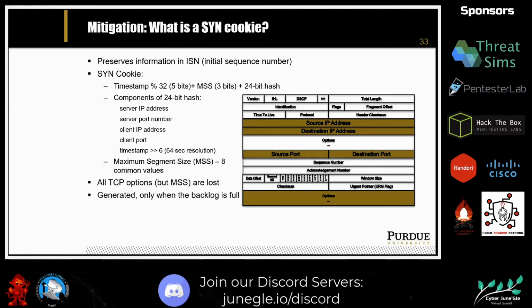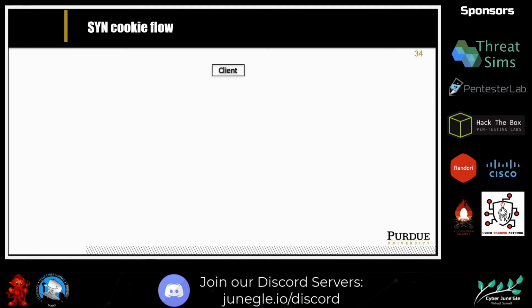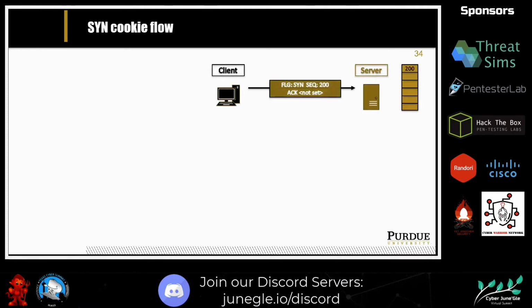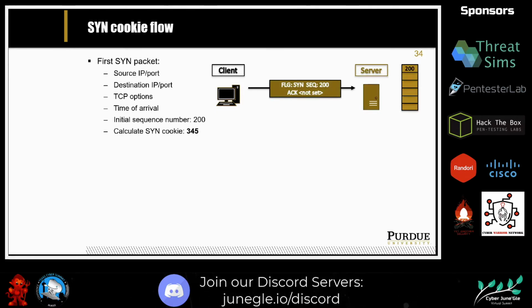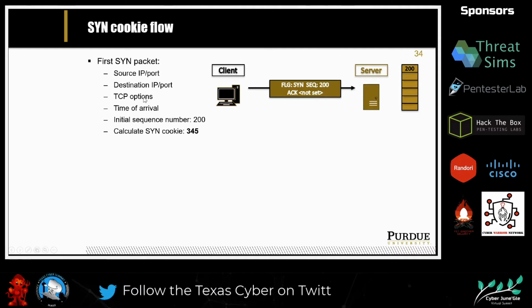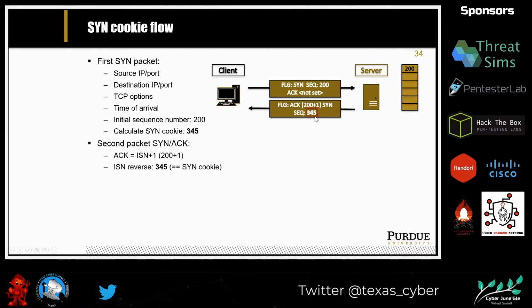Remember how I was talking about the initial sequence numbers in the direction from server to client? Well, that's a 32-bit field. So we take this information and we stick it into this field and see what happens. We have the first SYN packet, and then this is the hash. This will be the SYN cookie. The server is going to calculate this based on the source IP, destination port, and so on, and then it's going to use this number as its initial sequence number.